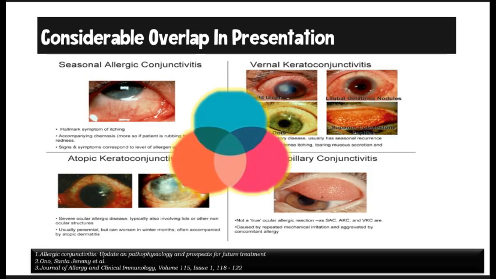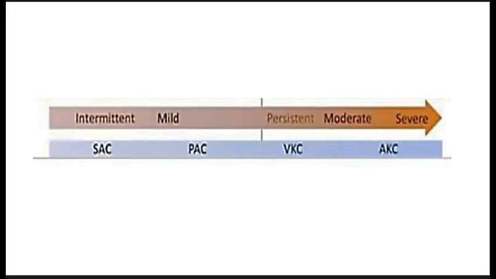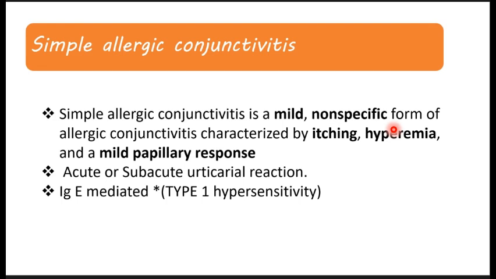Now, although we talk about the classification and various terminologies, in terms of presentation there is quite a lot of overlap. As a matter of fact, allergic conjunctivitis is more of a spectrum, with simple allergic conjunctivitis on the milder side, VKC in the middle, and AKC, that is atopic keratoconjunctivitis, on the severe side of the spectrum. Now first let's discuss simple allergic conjunctivitis in detail. So in this video we'll go from the basics of simple allergic conjunctivitis right up to the treatment of simple allergic conjunctivitis.